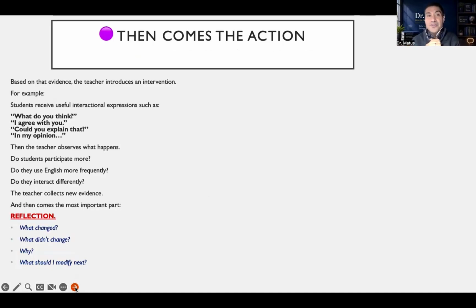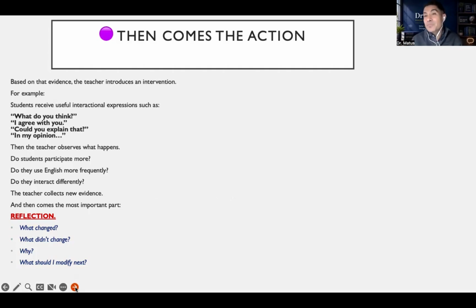Then comes the action. Based on that evidence, the teacher introduces an intervention. For example, students receive useful interactional expressions such as, what do you think? I agree with you. Could you explain that? In my opinion, let's come to an agreement. Let's make a decision. Let's decide together. Then the teacher observes what happens. Do students participate more now? Do they use English more frequently? Do they interact differently? The teacher collects evidence.